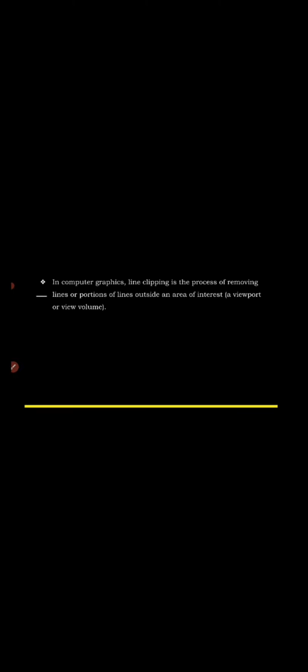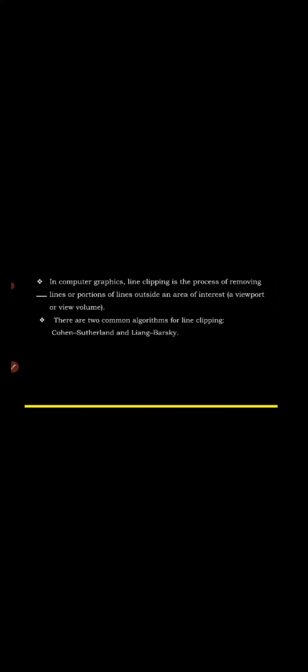Hello everyone, in this video we are going to see about the line clipping algorithm, which is given by Cohen-Sutherland. Line clipping is the process of removing lines or portions of the lines outside an area of interest, a viewport or a volume. Viewport is in the two-dimensional case and view volume is in the three-dimensional case. There are two common algorithms, Cohen-Sutherland and Liang-Barsky. In this video we are going to discuss the Cohen-Sutherland algorithm.